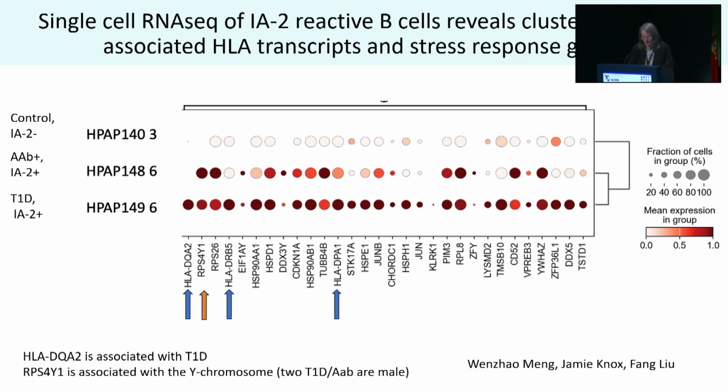But what is nice is that you can see some differences in terms of these single-cell RNA-seq B-cell clusters. So they have different HLA transcripts and stress response genes. So you've got these HLA transcripts, but that's not super surprising because HLA molecules are associated with T1D. But some of these other stress gene responses are interesting.